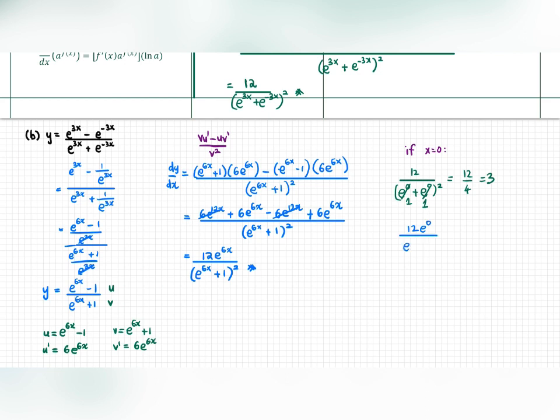Manakala if we use the second part here, so 12 e power of 0, we divided by e power of 0 plus 1 square. So still kita akan dapat 12 bahagi 1 tambah 1, 2 dapat 4. Nampak tak? Walaupun function kita sedikit berbeza, sebenarnya kalau kita kembangkan kita akan dapat benda yang sama. Okay, so ini adalah second method lah. If we simplify the function first, barulah kita differentiate.